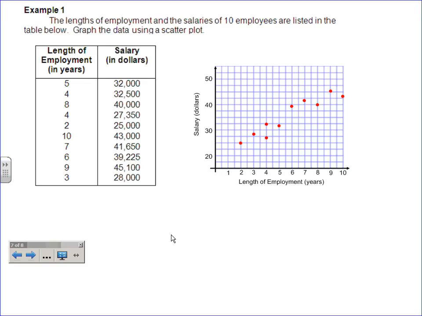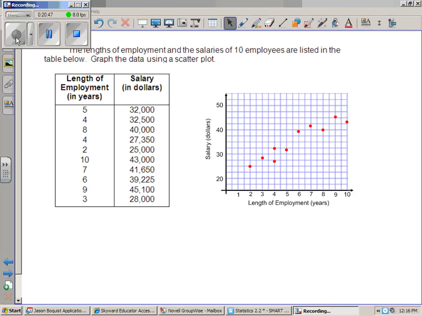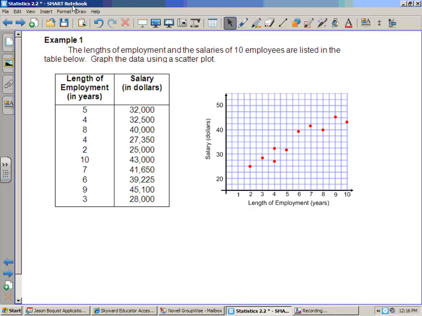So why don't you take a second or two and do that. All right. So as we were working on this, somebody said, well, it looks as though there is definitely a trend. Obviously, the trend here is that as the length of employment gets larger, the salary also gets larger. Basically you can see that there is a line that we could throw in the middle there. Obviously, we would get more exact than that when we actually do these, but that line represents that data fairly well.